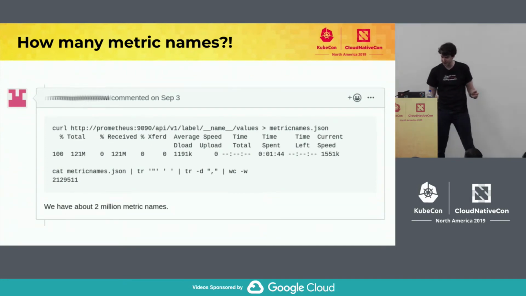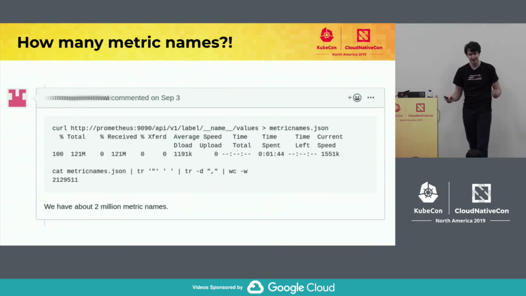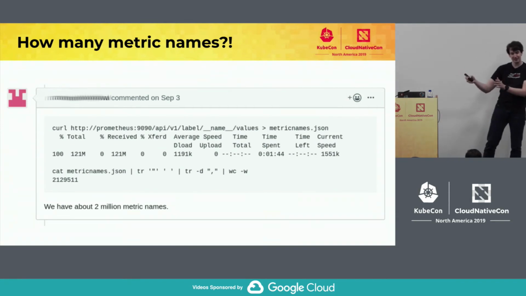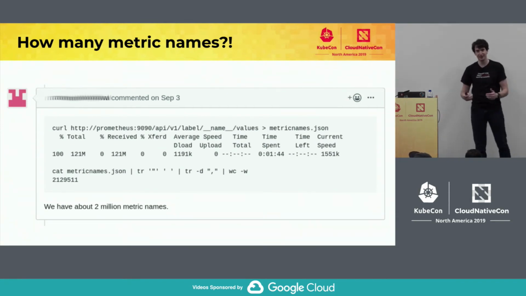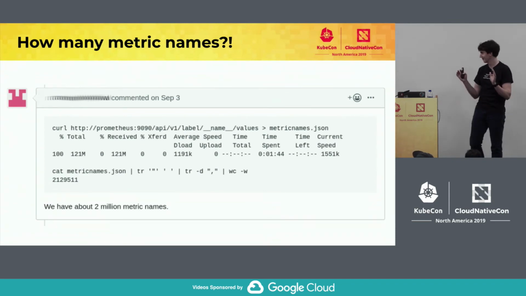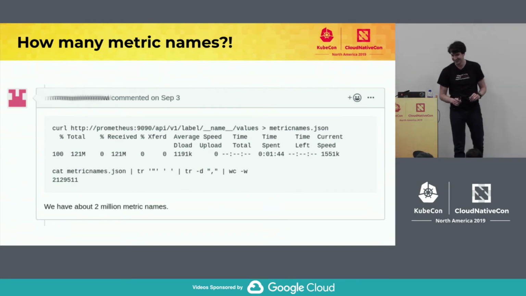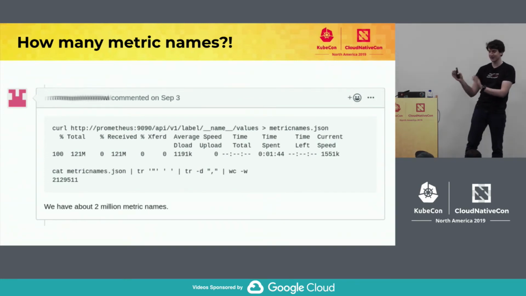And what's the number on here? I think it is 121 megabytes of data that you have to pull back just to get your metric names back from the server. That's a lot of data to pull back to load a simple little UI. It's a lot of JSON. Yes, a lot of JSON. So clearly, in good news, we're not the only ones who have come across this issue.